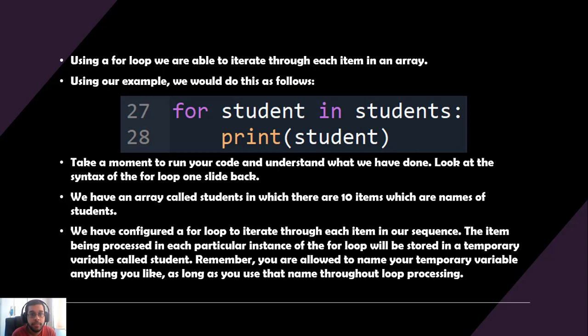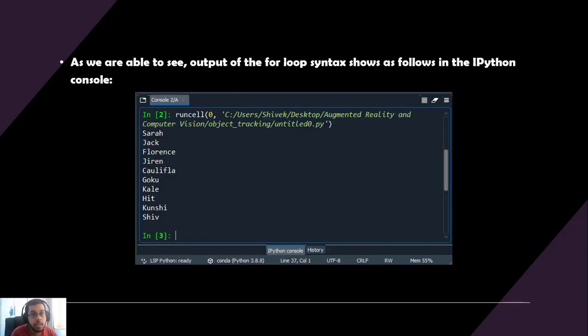Look at the syntax of the for loop one slide back. We have an array called students in which there are 10 items which are names of students. We have configured a for loop to iterate through each item in our sequence. The item being processed in each particular instance of the for loop will be stored in a temporary variable called student. Remember, you are allowed to name your temporary variable anything you like as long as you use that name throughout loop processing. And as we are able to see, output of the for loop syntax shows as follows in the IPython console.